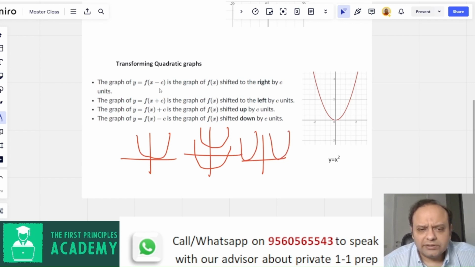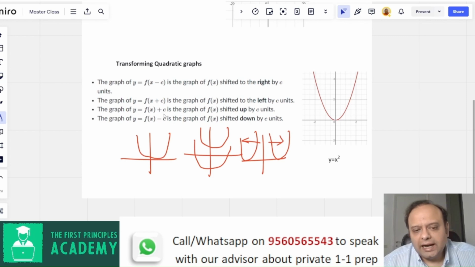And there's a very specific way in which these graphs are transformed. Let's look at right and left first. If you subtract some value c from x itself, then it moves to the right. Slightly counterintuitive, but good if you can remember it. x minus c, then it moves to the right. If it's x plus c, it actually moves to the left. This one is a little counterintuitive, but I'll try to explain this. The other two are fairly easy.